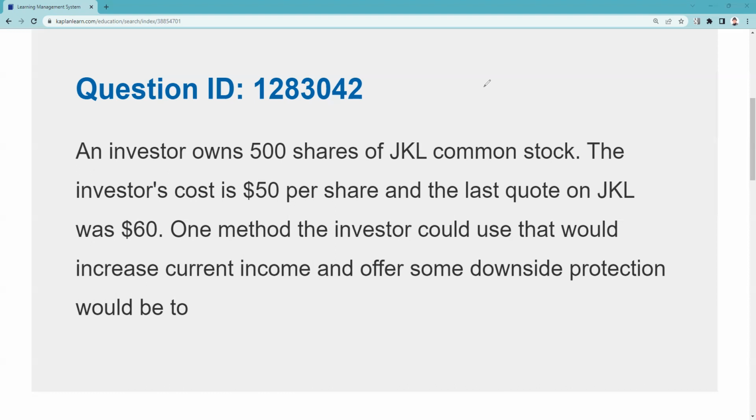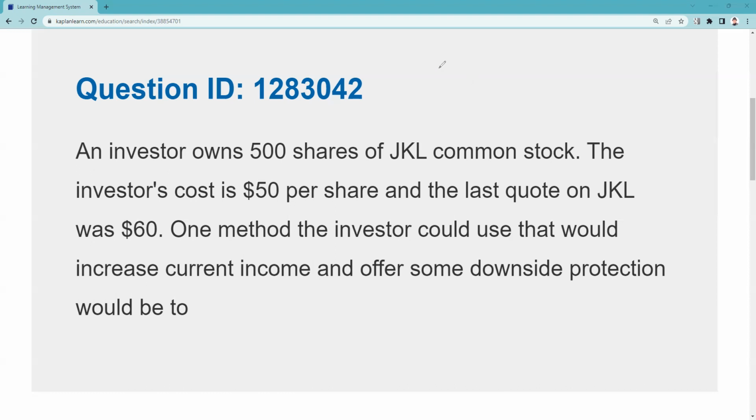An investor owns 500 shares of JKL common stock. So, that's important. The stock dominates. When I have stock and options, the stock dominates. So this is a bullish position. The investor's cost is $50 a share, and the last quote on JKL was 60. So far, so good. We're up 10 points here.